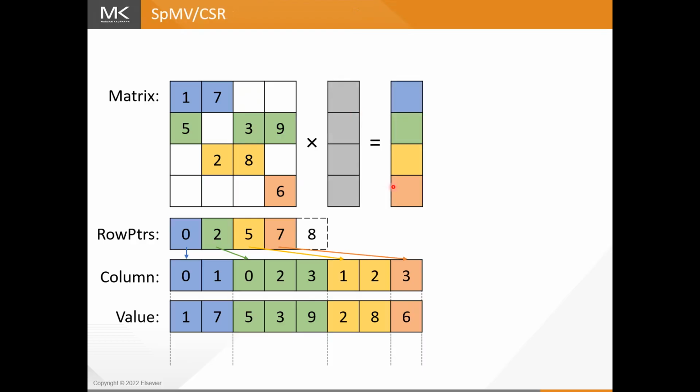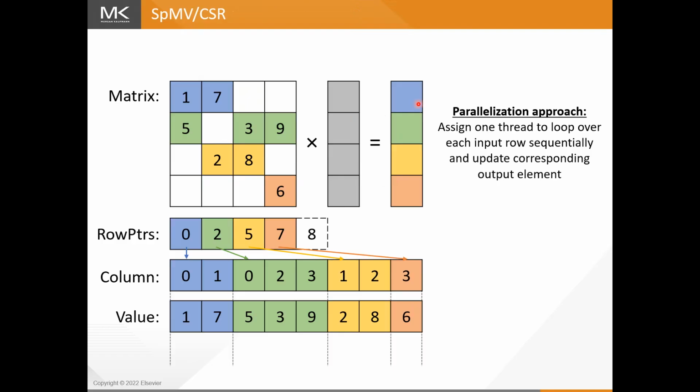Right, we assign a thread to every output element, and that thread is going to go and loop over the elements in the corresponding input row. So here I'm going to assign a thread to every element. The thread is going to start at the first non-zero element in that row, right?